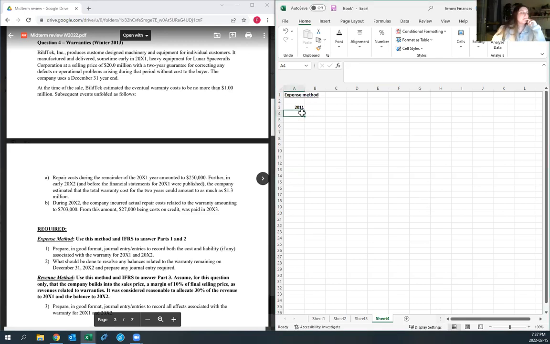For 2011, they're going to first record their estimation of the eventual warranty costs. That amount is $1 million. It's $1 million because they estimate the eventual warranty costs to be no more than $1 million. Normally it's given, or you have to do some calculation, but it's always the estimation of what they think the warranty costs are going to be.